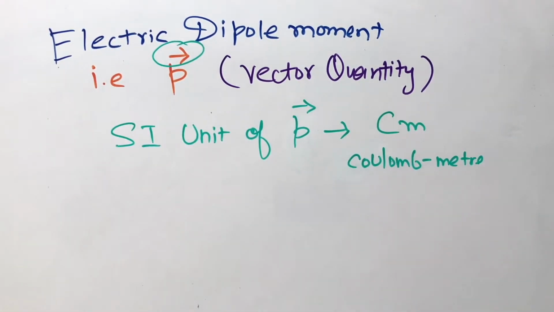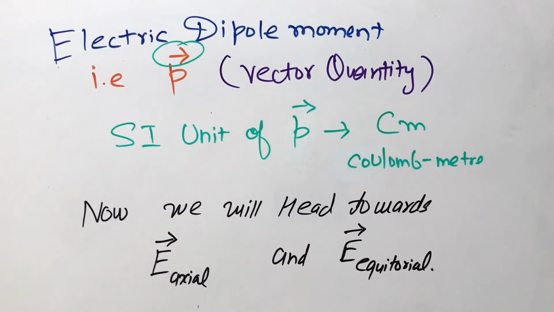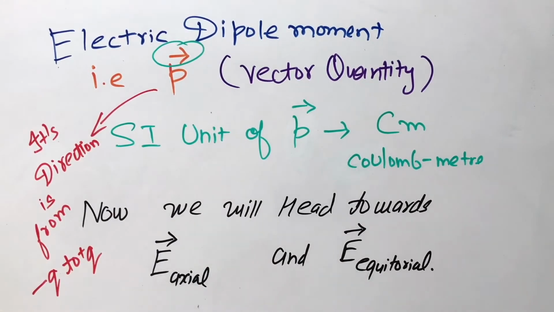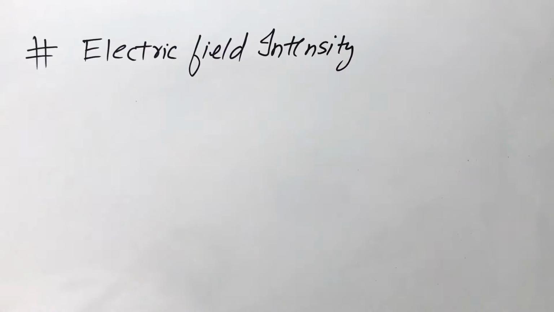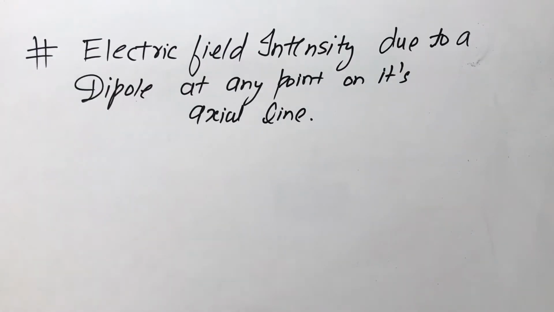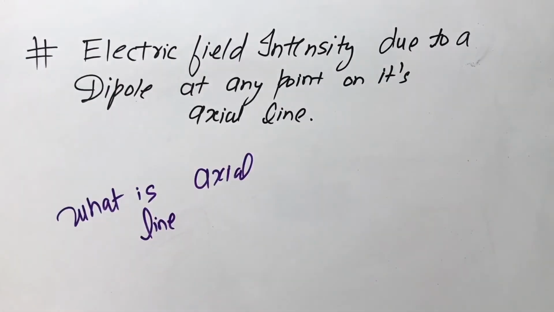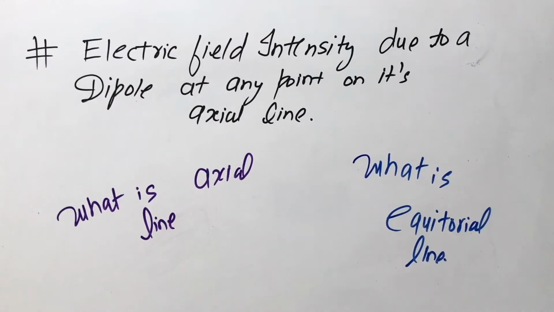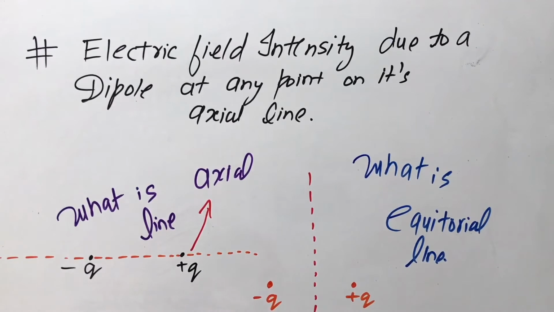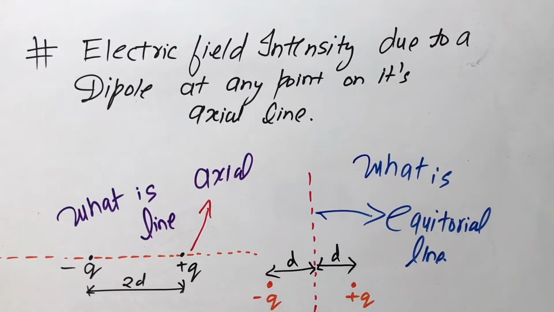Now we will head towards the important expressions of electric field intensity due to a dipole on an axial line and equatorial line. Let's find the electric field intensity due to a dipole on an axial line. First of all, we should know what an axial line and equatorial line are. A line passing through the centers of the positive and negative charges is defined as the axial line, whereas a line passing through the center of the dipole and perpendicular to the axial line is called the equatorial line.